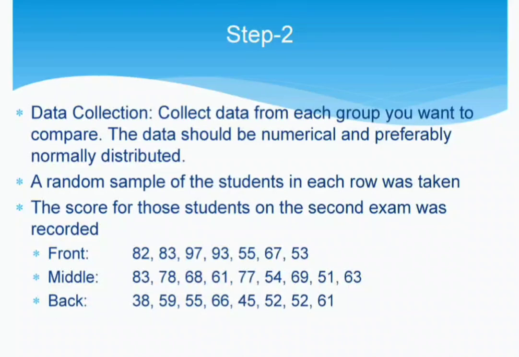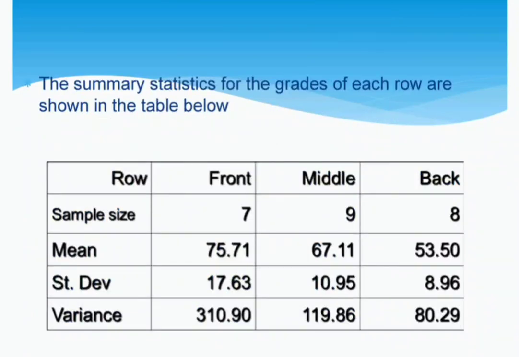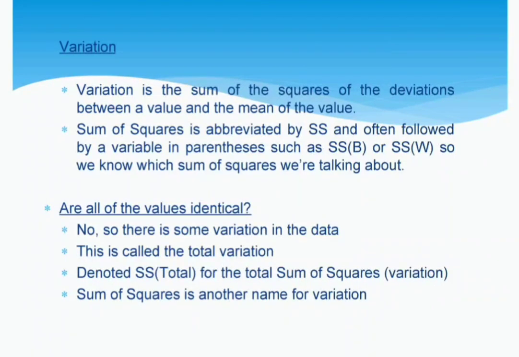That data is given here, and the summary statistics of the grades of each row are shown in the table below, by sample size, mean, standard deviation and variation of front, middle and back. Variation is the sum of the squares of the deviations between a value and the mean of the values. Sum of squares is abbreviated SS and often followed by a variable in parentheses.